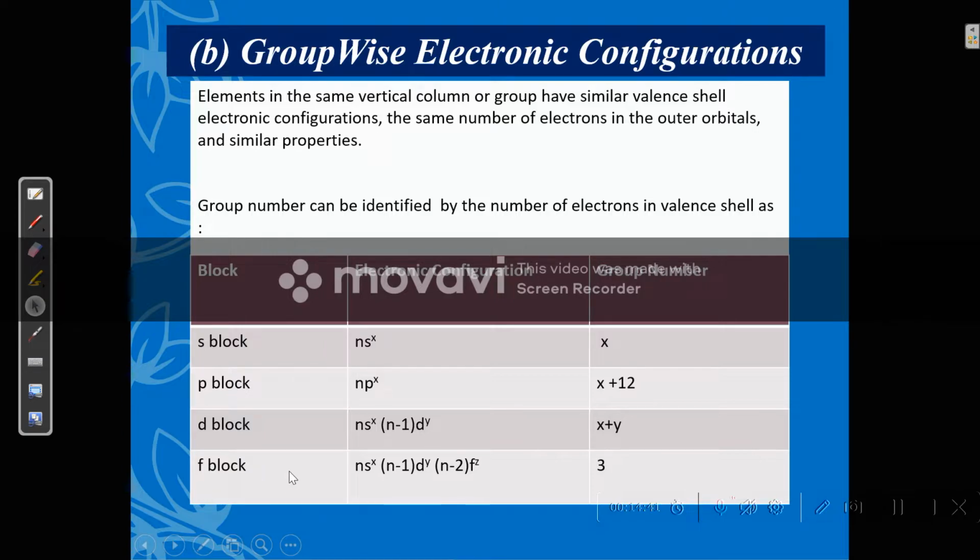And for F, there is basically no space in the periodic table, so F has no group of its own, but we say all F block elements are kept in the third group, okay. So now it is better to see one example. Is it clear?